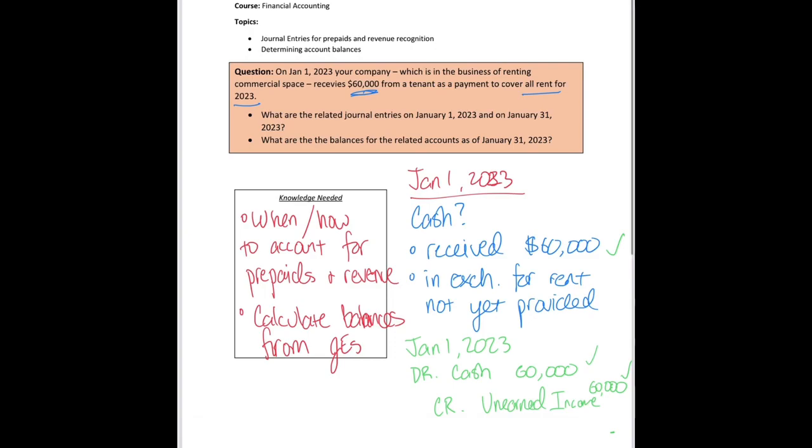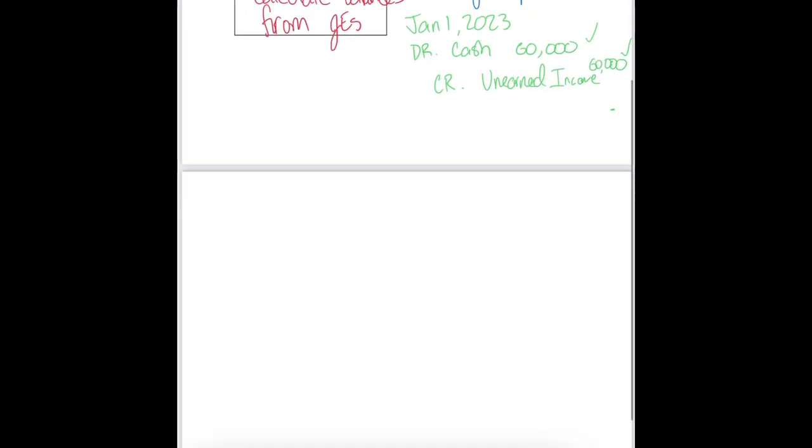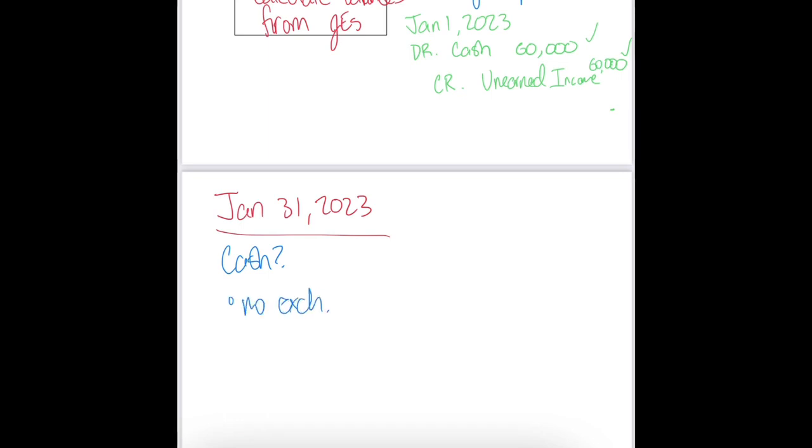Let's look at our second journal entry then. Now we're going to go to January 31st. And I'll do the same thing. Let's just kind of write out the narrative. January 31st, 2023. All right. What's happened here? Let's ask the first question. Anything happened with cash? No. No exchange of cash, right? No one gave me additional money, at least as it pertains to this example, so nothing related to cash.